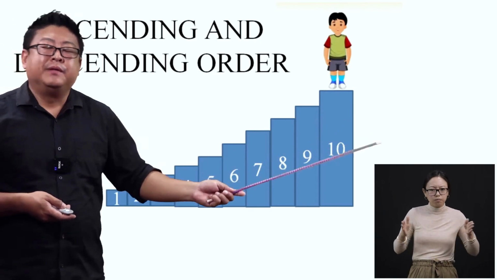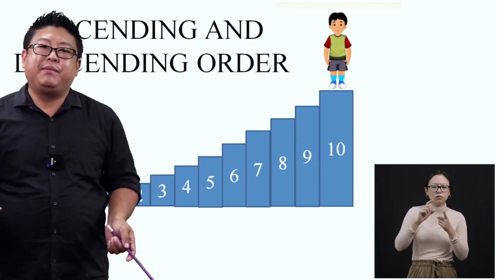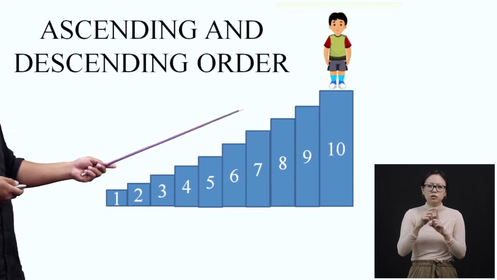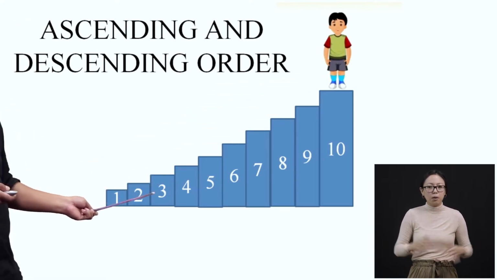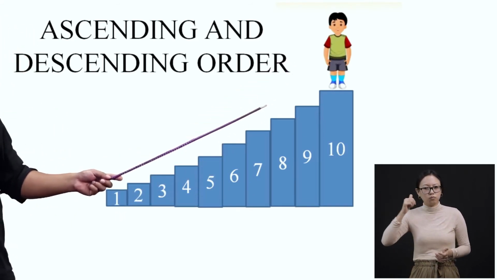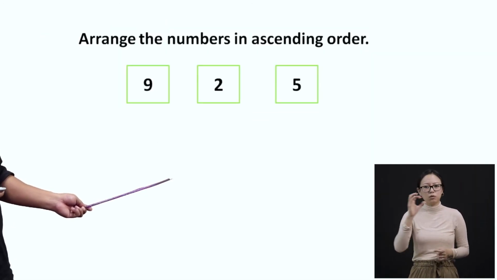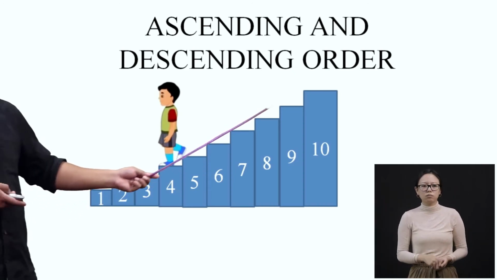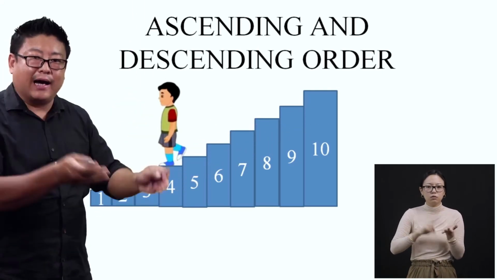All right? Now, children, let's look at descending. Descending simply means going from bigger to smaller. So here, the bigger is 10 and the smallest number is 1. So this boy here again, he's going to walk down all the way from 10 to 1. All right? So he walks down and he finally reaches the place 1. All right? So this process is called descending. Descending or going down.